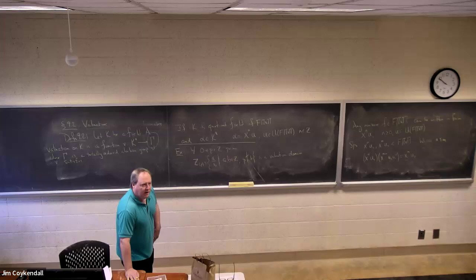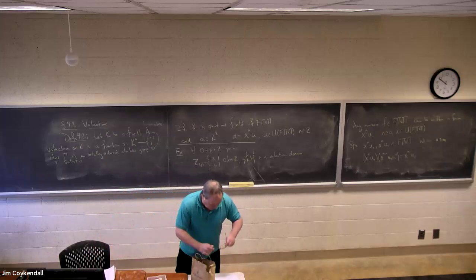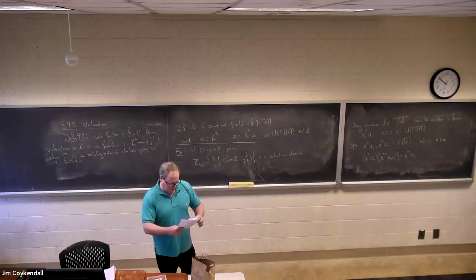See if you can find one with value group Q. That's decidedly more complicated. Or value group the lexicographic sum of Z and Z, two copies of Z ordered lexicographically. We might look at some of that later. See if you can tickle your brain and come up with that.